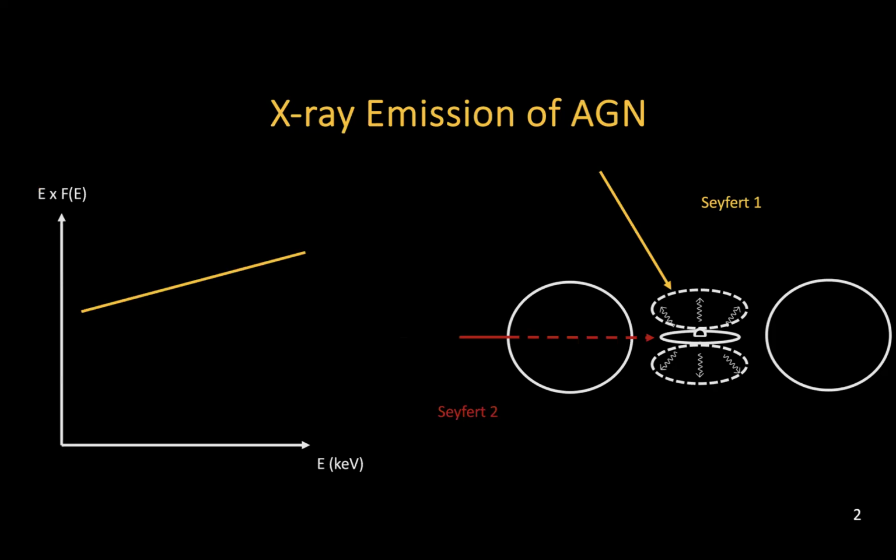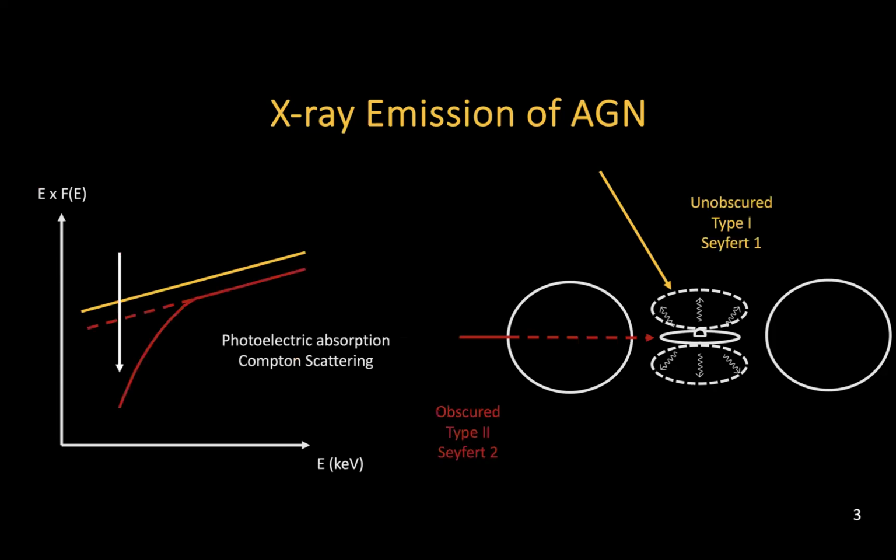But that's only if we're looking through the unobscured direction. When we look through the torus, what happens is that the softer photons, or the lower energy X-rays, get obscured, they get absorbed. And the exact shape of this turnover here is very tightly related to the exact amount of obscuration in our line of sight.